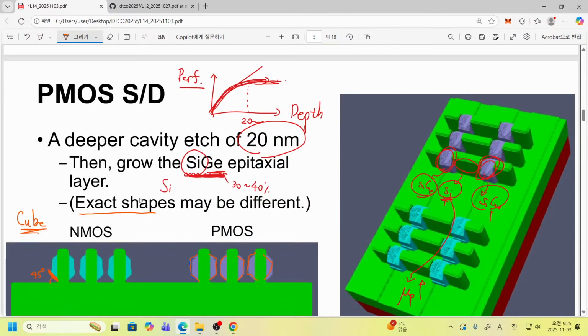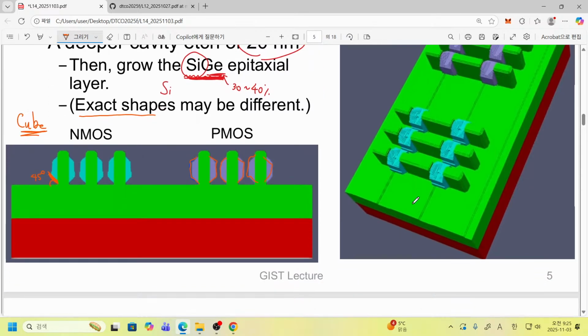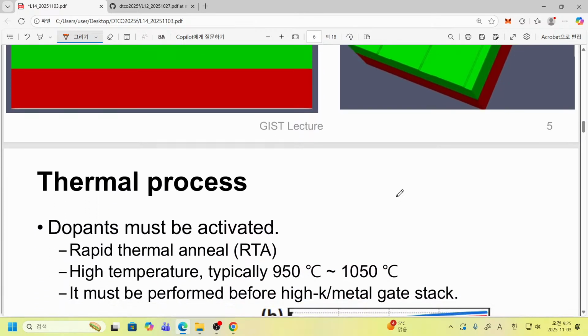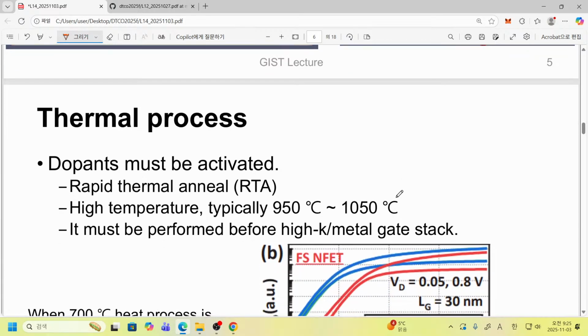Okay, so now we have covered, although not perfectly, the source drain epitaxial process that was quite important. So now we have filled the source and drain part. After that, now we must do some summer process. Also, this is quite important. It means that now we have source and drain.